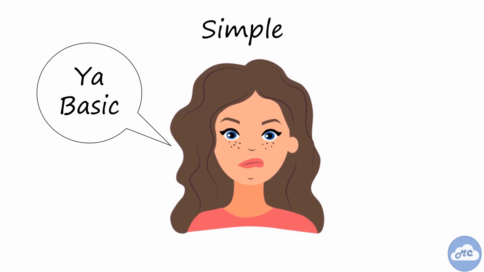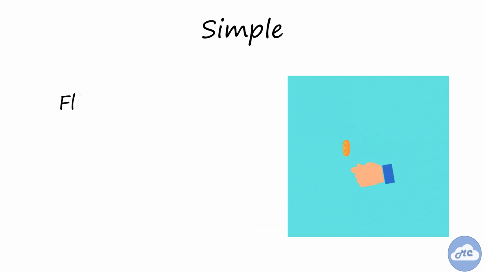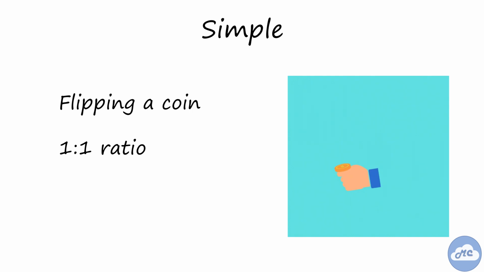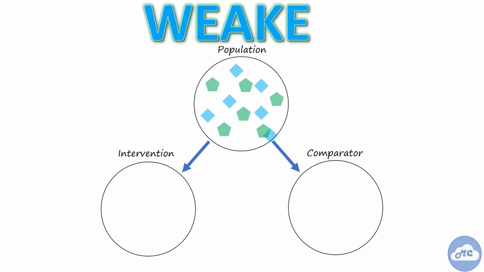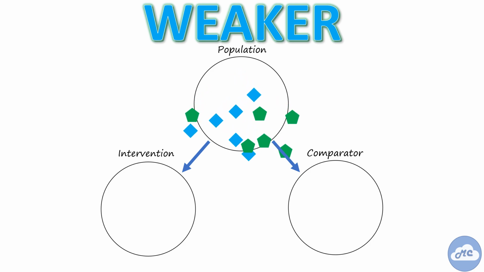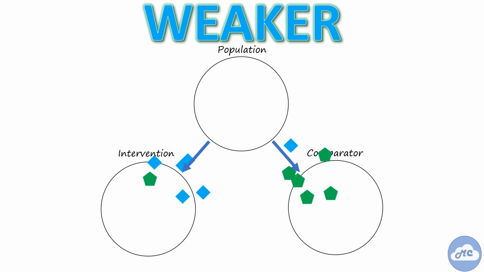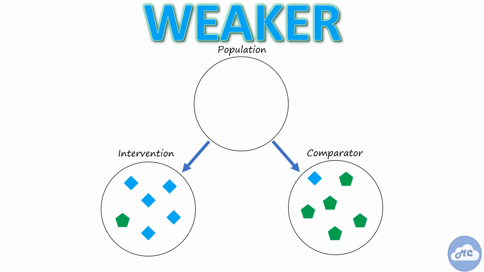Simple randomization is the most basic form of randomization. It can be accomplished by flipping a coin, a 1-to-1 ratio, or random number tables. This is a weaker form of randomization because it doesn't account for confounders, which may end up not being evenly distributed among the groups.